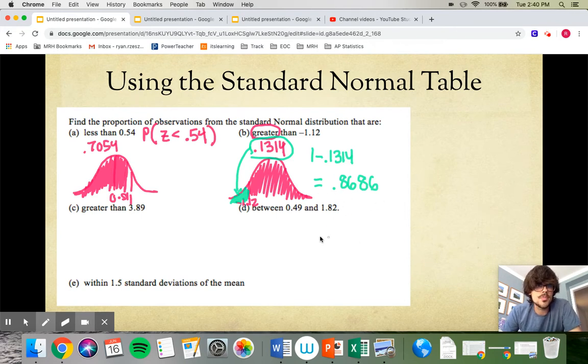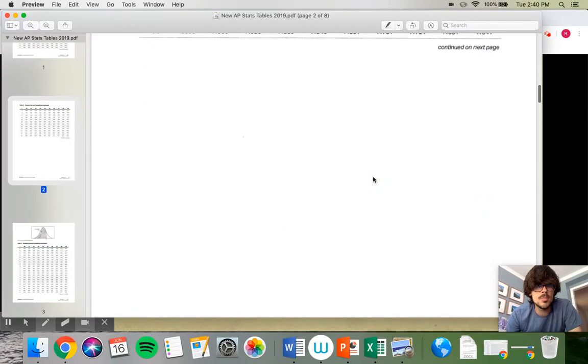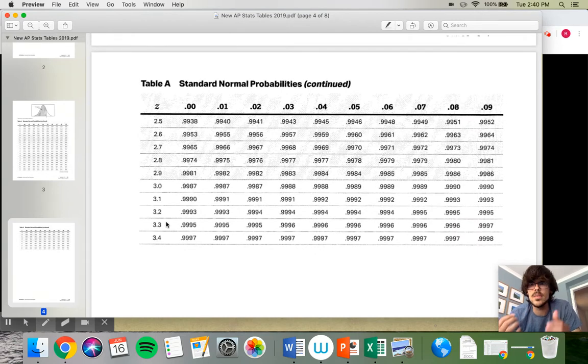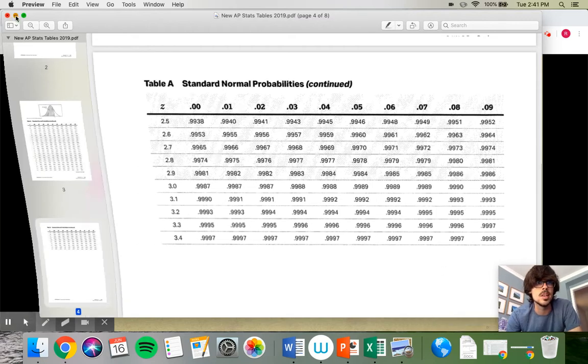All right, so the next problem right here, you can feel free to pause me if you want to try these yourself. There's little differences to them, so I'm just going to keep talking here, but it wouldn't be a bad thing to try these out. Next problem is greater than 3.89. And if you look at this table, it doesn't even go to 3.89. In fact, it goes to 3.49, and we're already at 0.9998. So almost 100% of the data, 99.98%.